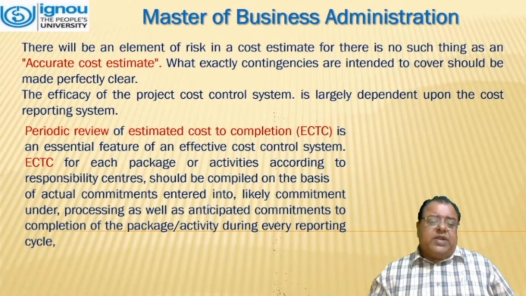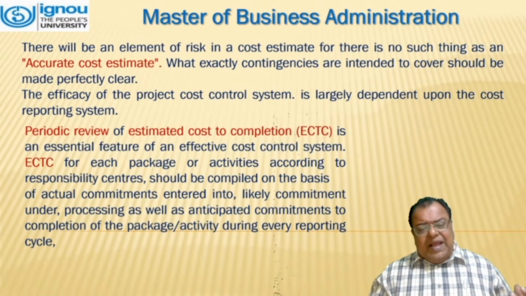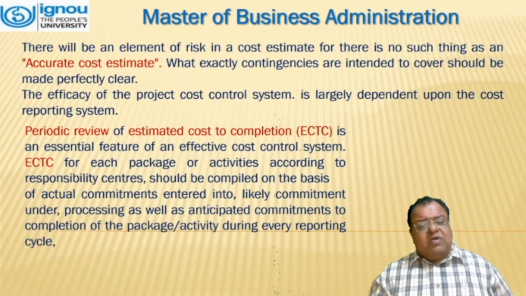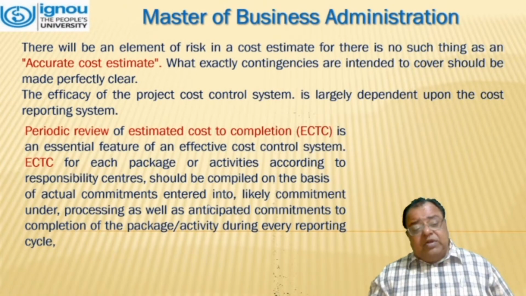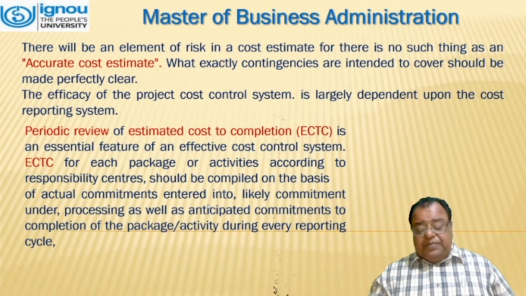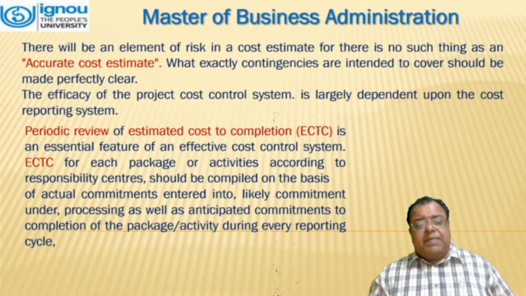The efficacy of the project cost control system is largely dependent upon the cost reporting system. Periodic review of estimated cost to completion, what we call ECTC, is an essential feature of an effective cost control system. ECTC for each package or activity according to the responsibility centers should be compiled on the basis of actual commitments and likely commitment under processing as well as anticipated commitments to completion of the package activity during every reporting cycle.